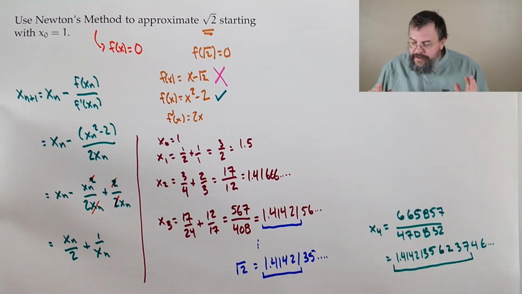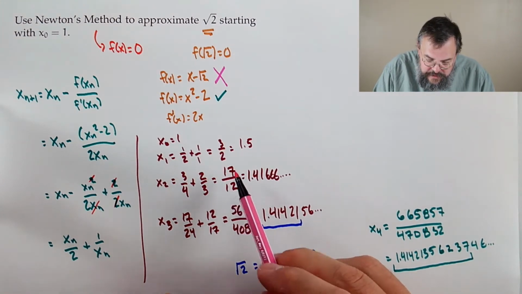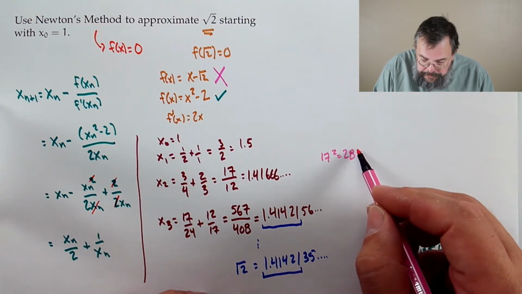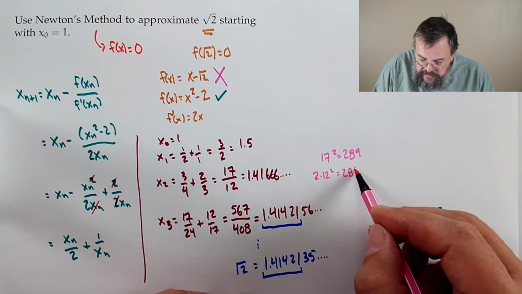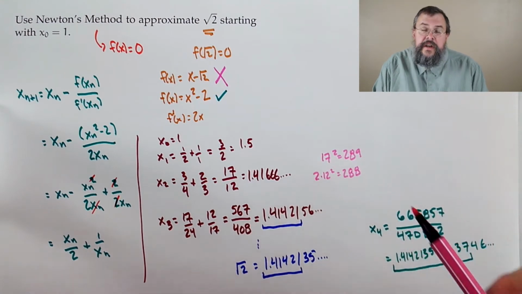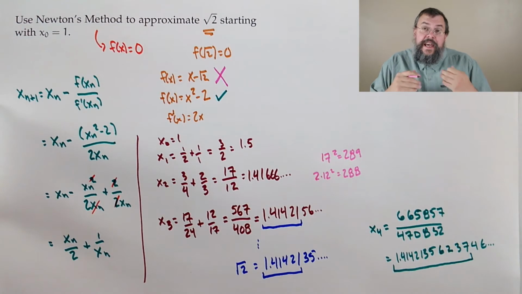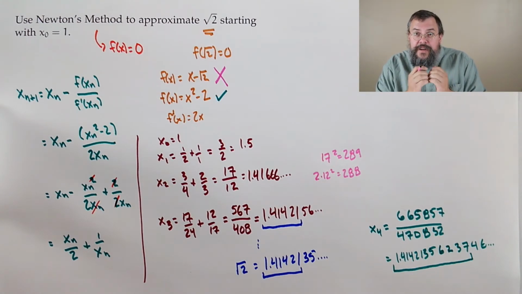Now, I want to point out something we've talked about in passing and say, hey, let's think about this. Namely, looking at 17 over 12. Well, 17 squared was 289, and 2 times 12 squared is 288. Now, the fact that these numbers are so close to each other is reflected in the fact that we're a good approximation to root 2. If they had been exactly equal to each other, we would have found the exact value for square root of 2. And so, generally speaking, we just want those to be very close.